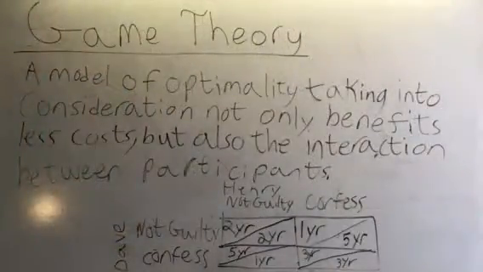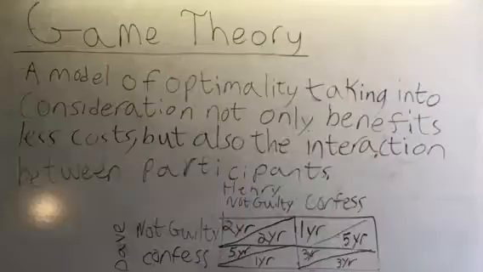Game theory is a model of optimality, taking into consideration not only benefits less costs, but also the interaction between participants. Our first example is the prisoner's dilemma. Suppose there are 2 brokers accused of fraudulent trading activities, Dave and Henry. Both Dave and Henry are being interrogated separately and do not know what the other is saying. Both brokers want to minimize the amount of time spent in jail, and here lies the dilemma.